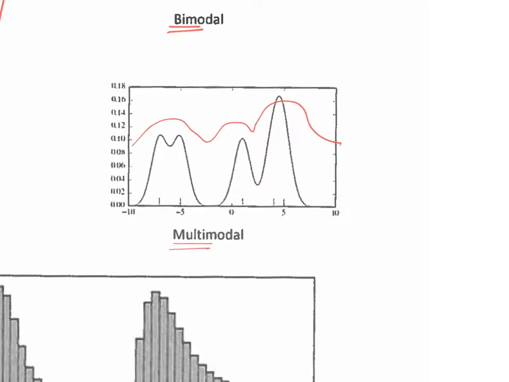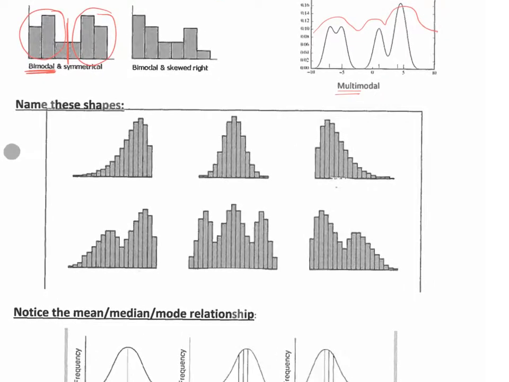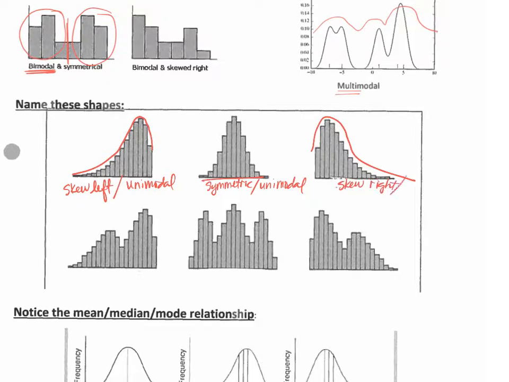So now, let's look at these shapes here and name them so that you can practice that. This one here is skewed left, and it is also unimodal. This one in the center is symmetric, and it is also unimodal. This one here on the right has a tail to the right, so that is skewed right, and that is also unimodal.